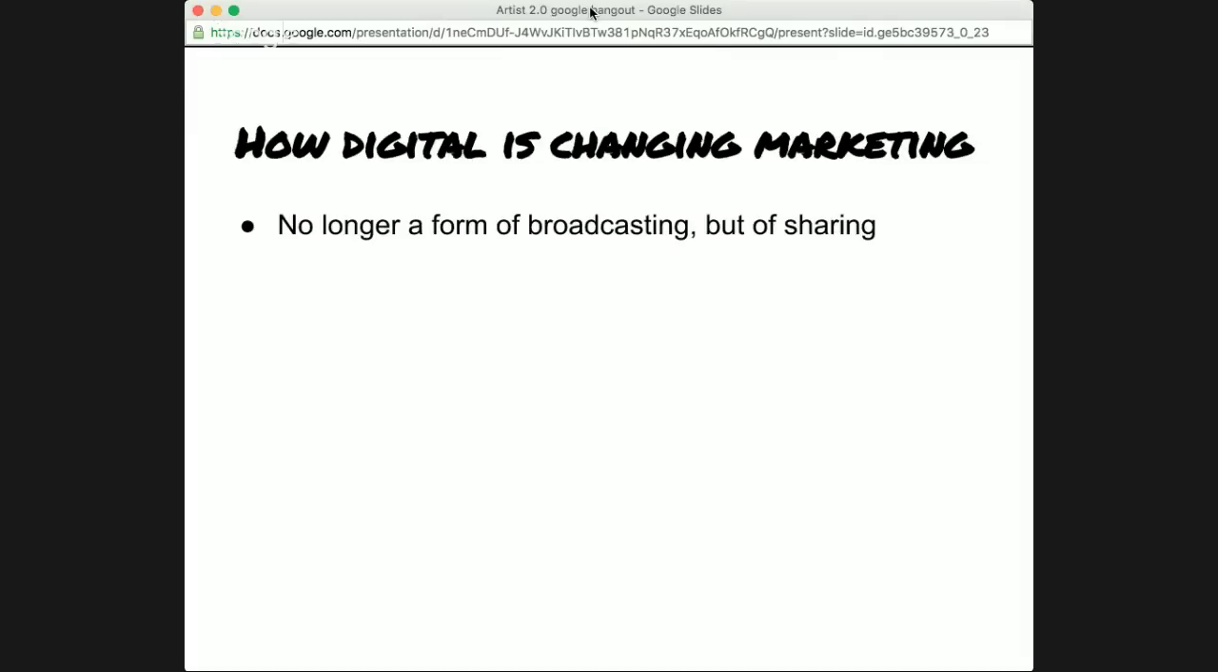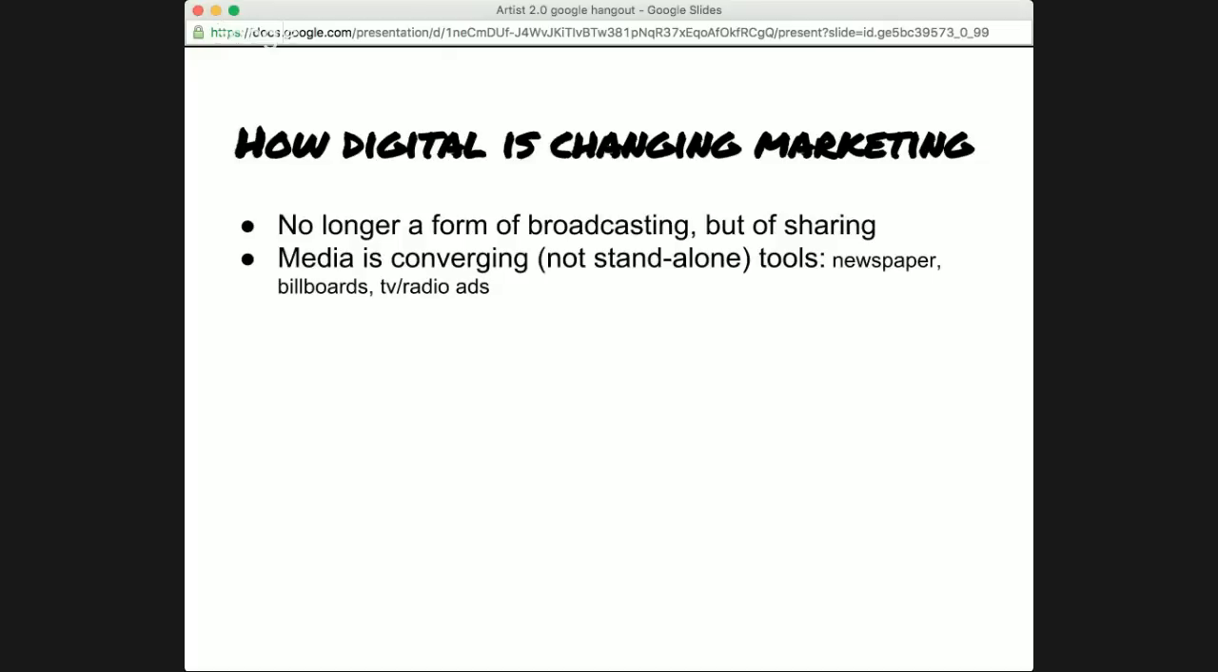How is digital changing marketing? We're no longer a form of broadcasting, but of sharing. This is a new world where we aren't just adding on advertising to the basic places. We're not just doing radio ads. We're not doing billboards. We're not focusing on one media, but all different medias as a collaboration. We are realizing that in order to have an effective marketing campaign to promote our art, we really need to collaborate on these tools. So traditional media is still effective and really important, but new media is the biggest game changer, and it's all converging together.